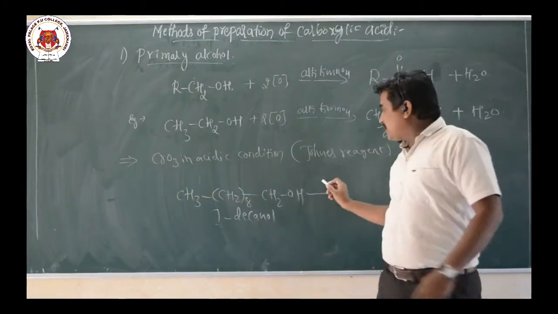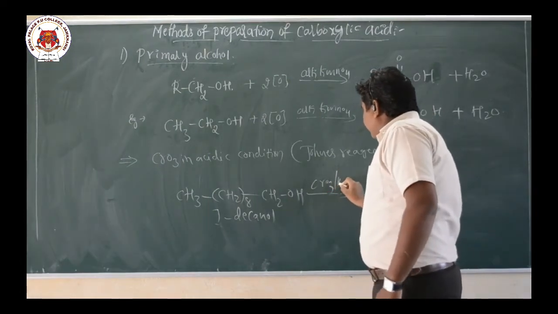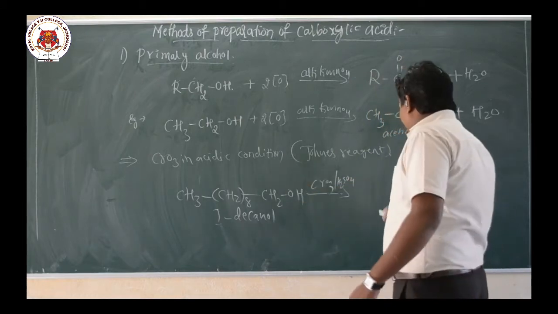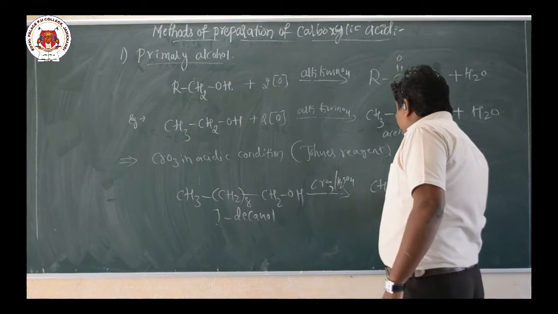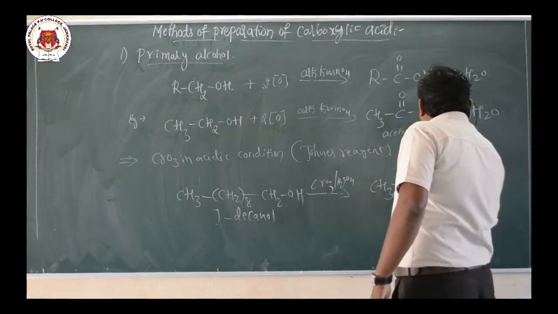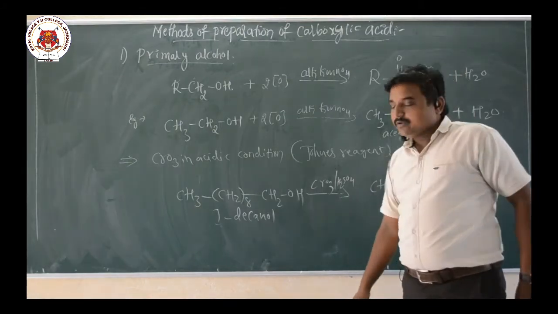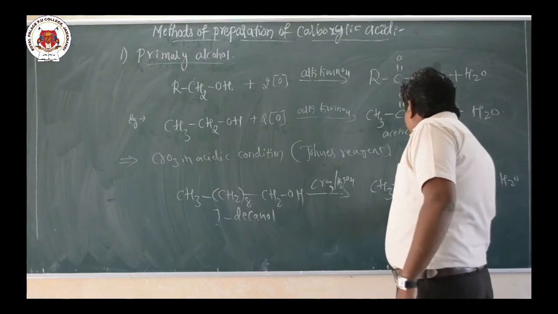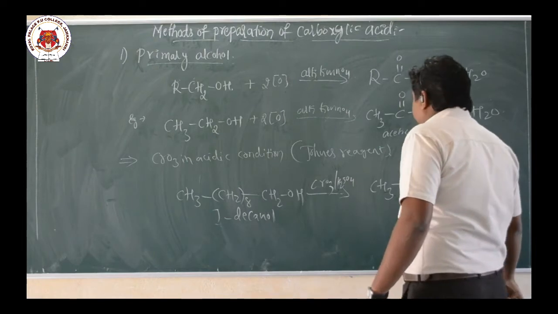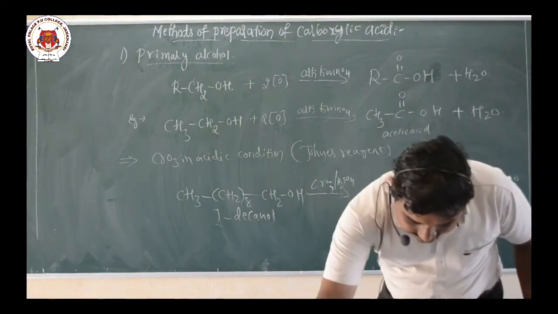In presence of chromium trioxide in acidic condition. So acidic condition, let us take one acid, H2SO4. So alcohol is converted into acid group. Now that produces what here? CH3 (CH2)8 COOH plus H2O. So this is decanoic acid.